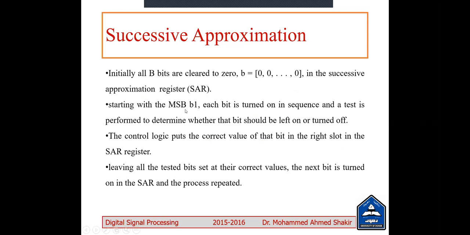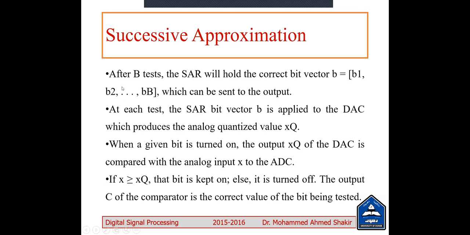Starting with the most significant bit, each bit is turned on in sequence and a test is performed to determine whether the bit should be left on or turned off. The control logic puts the correct value of that bit in the right slot in the SAR register. Leaving all tested bits set at their correct values, the next bit is turned on in the SAR and the process is repeated. After B tests, the number of bits, we have these tests. The SAR will hold the correct bit vector, as I have told you.